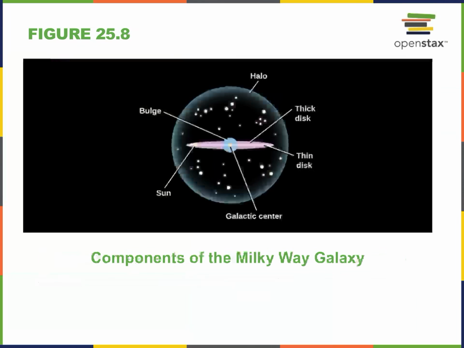In visible light, the only things we see in the halo are dense clusters of stars called globular clusters. Those are the things that are shown as white circles in this model. With an X-ray telescope, we can see additional material in the halo. We see hot plumes of gas rising and falling from the disk.